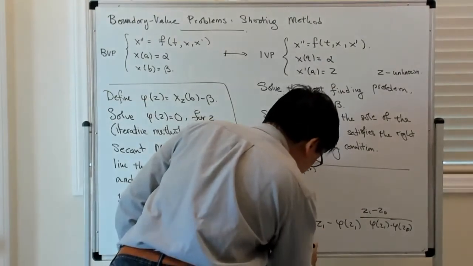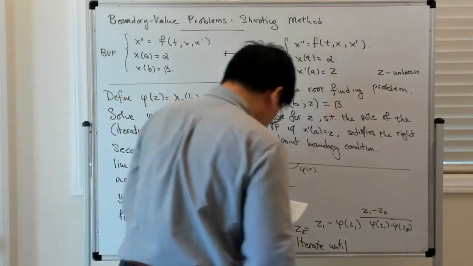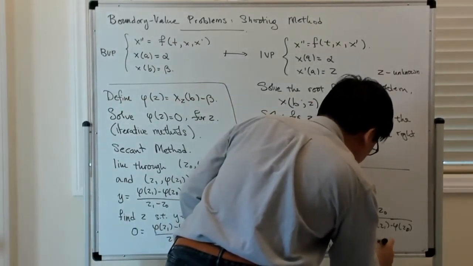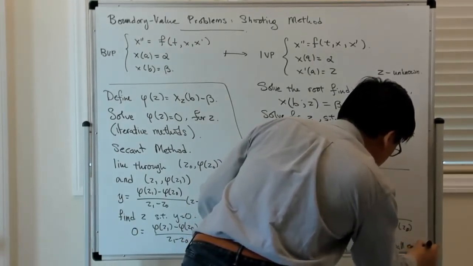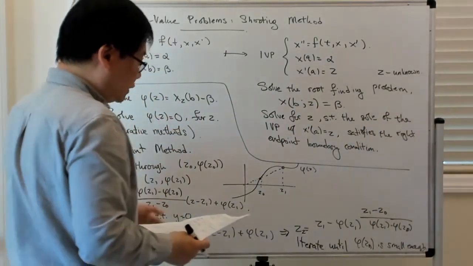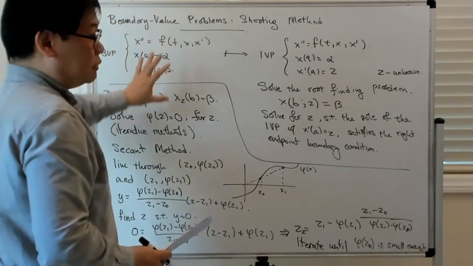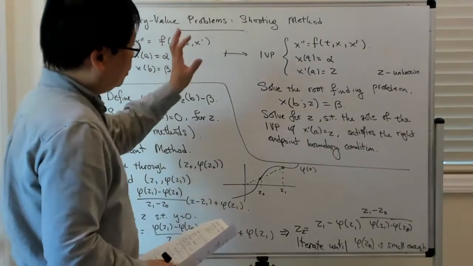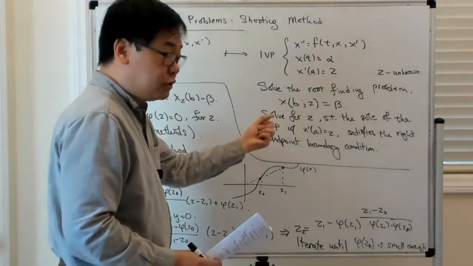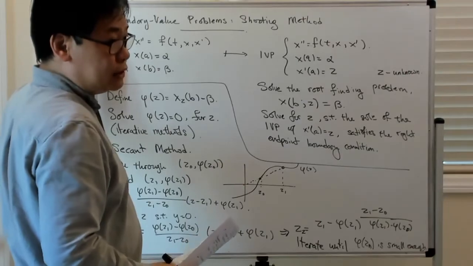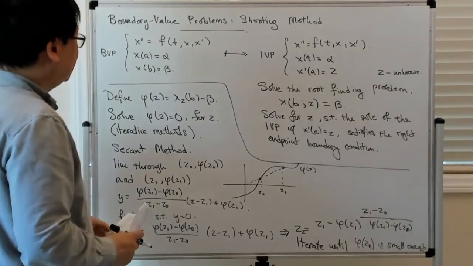So I iterate until phi of z_n is small enough. That's the basic idea, and once that's small enough, you stop the process. Another way to think about this is that if you have some sort of initial value problem solver, like a one-step method, and you have some sort of root finding method, you can combine the two of them to give you the solution of a boundary value problem. So that's the basic idea behind the shooting method.